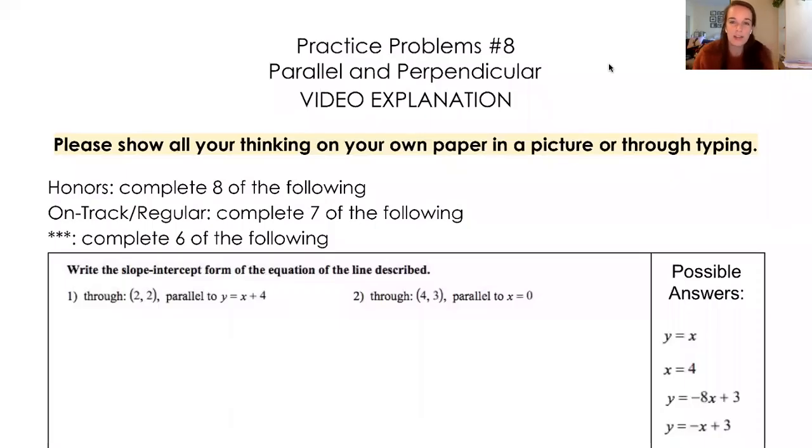Hi, everyone. We're going to do the practice problems for number 8. This is for Algebra 2 and also accelerated. So we're working with parallel and perpendicular lines.